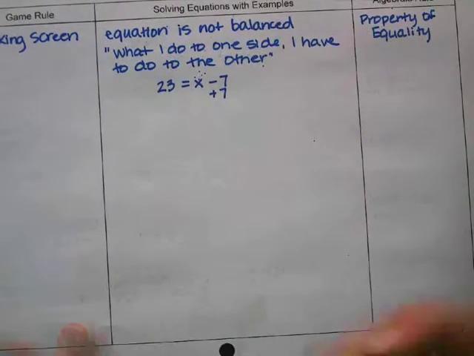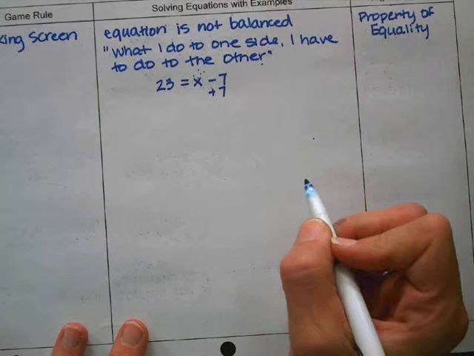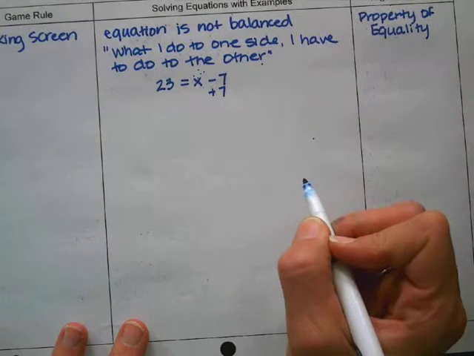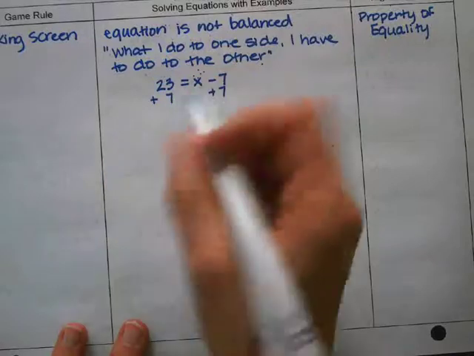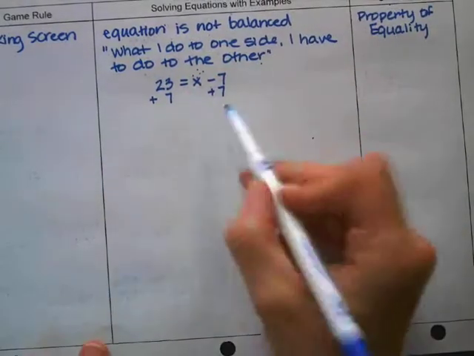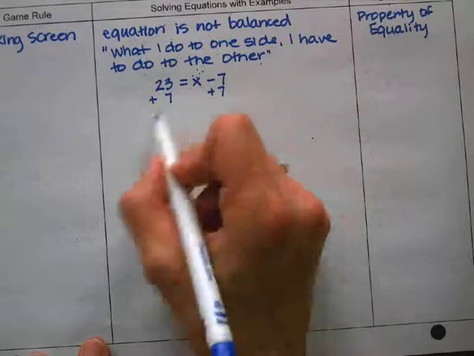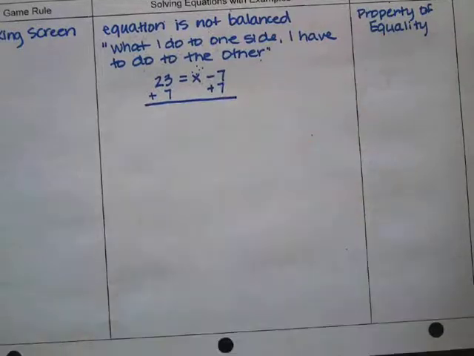Am I done? No. What do I have to do? Cancel them out? No. Add it to the other side. The screen is cracking. I have to add it to the other side. What I do to one side, I have to do to the other side. Now, I'm going to put a big line underneath there because in the game, it just changes for us. On paper, we need to say, okay, the equation is going to take on a different look now.